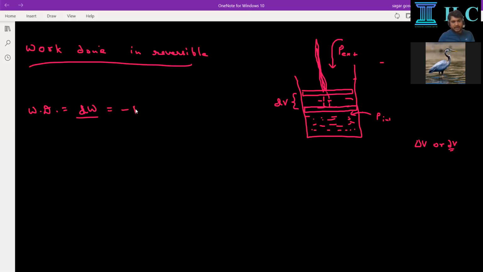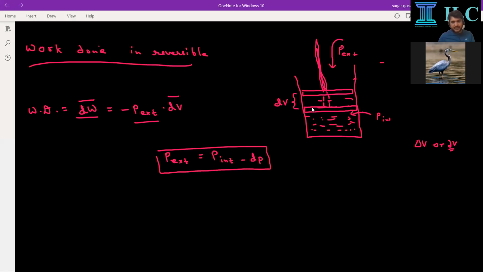dw is equal to minus P external into dV. Pressure remains the same; small work done means small volume change. Remember that. But you should know one thing: P external is actually equal to P internal minus dP. It is basically for the reversible process. Why is it so? P external is actually P internal minus dP.